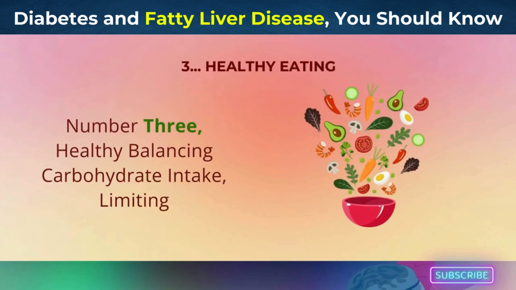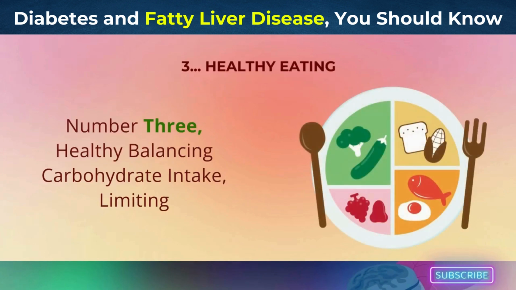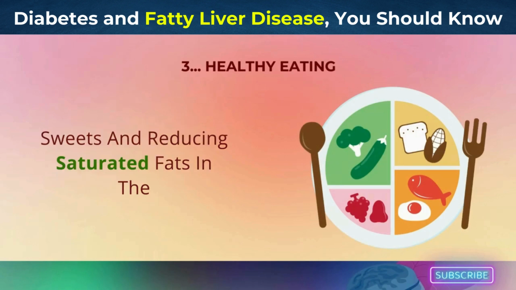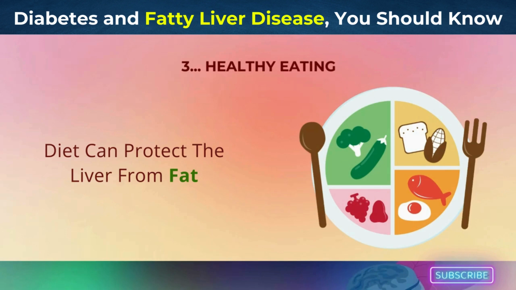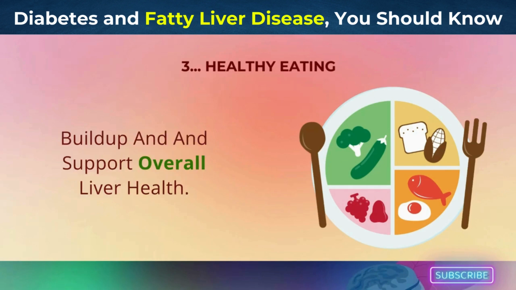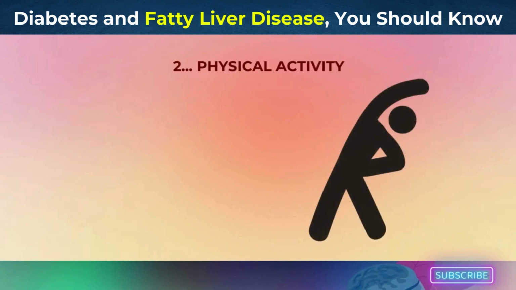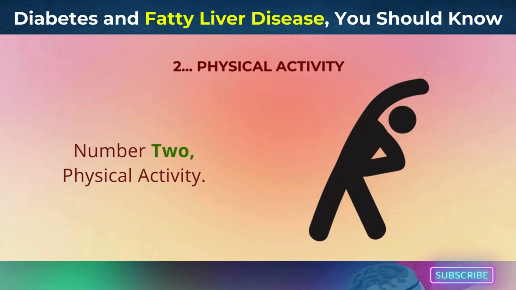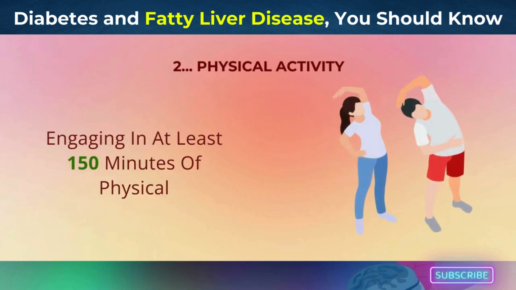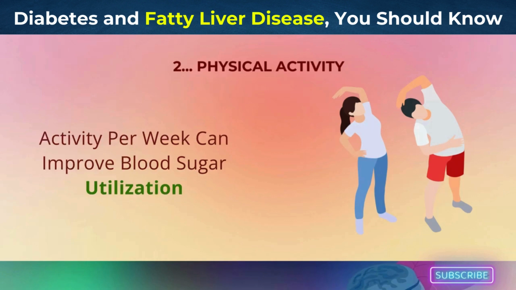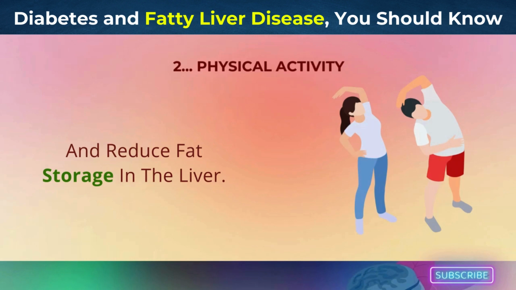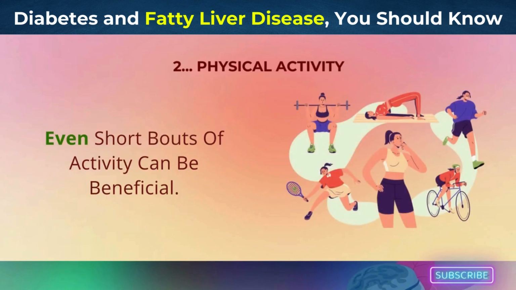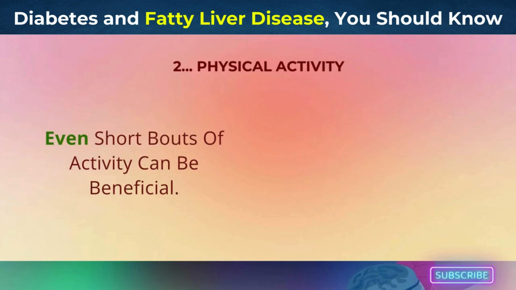Number 3. Healthy eating. Balancing carbohydrate intake, limiting sweets, and reducing saturated fats in the diet can protect the liver from fat buildup and support overall liver health. Number 2. Physical activity. Engaging in at least 150 minutes of physical activity per week can improve blood sugar utilization and reduce fat storage in the liver. Even short bouts of activity can be beneficial.